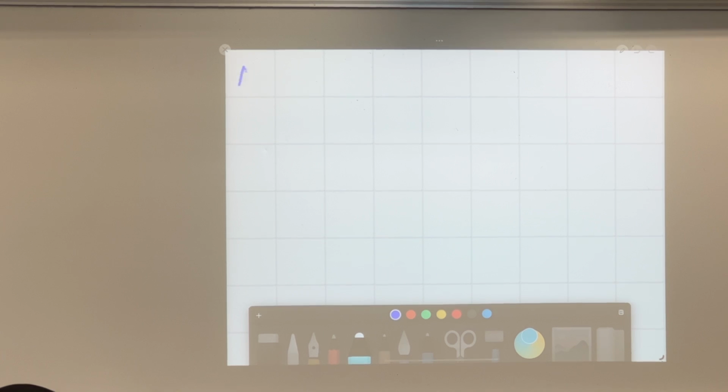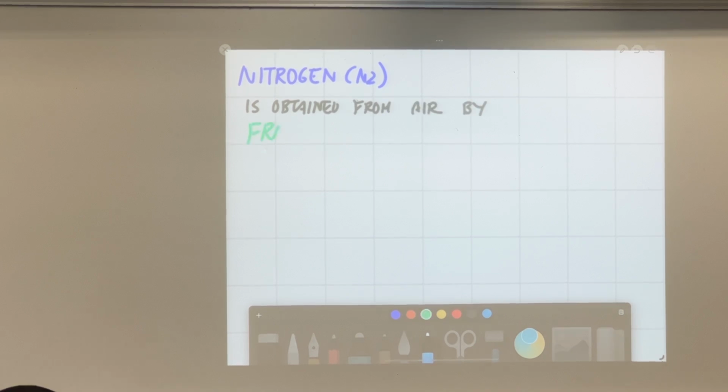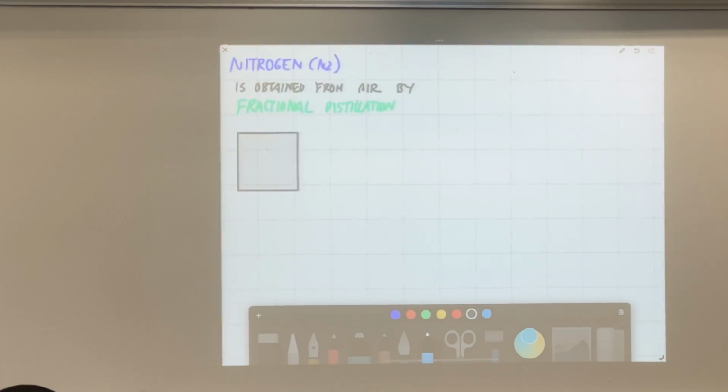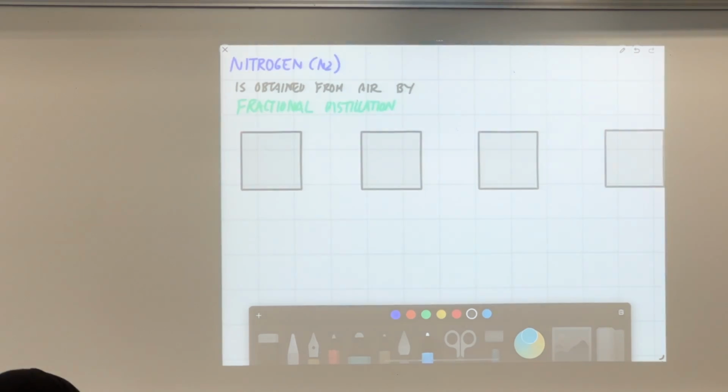How do we make nitrogen? This is just a recap on what you learned in Form 4, really. So nitrogen is obtained from the air by fractional distillation. However, you see I left some space in there for you. That's because I want you to write down, draw something. So draw 4 boxes for me, please. So 1, 2, 3, 4.